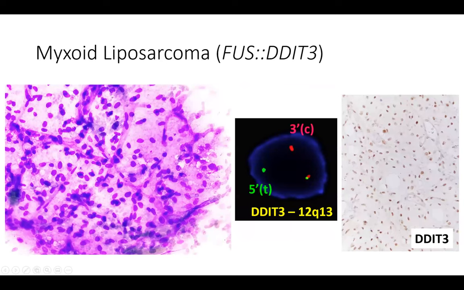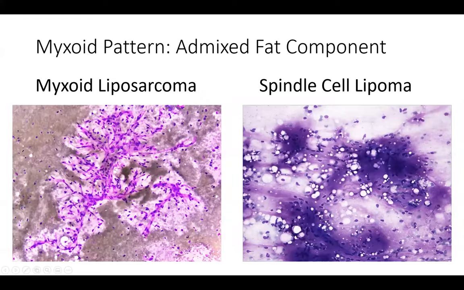As they become higher grade, they can show increased cellularity, sometimes obscuring the myxoid stroma and the vasculature. In this case, you can support the diagnosis either using DDIT3 FISH, but there's now an immunohistochemical marker for DDIT3, which is highly sensitive and specific for myxoid liposarcoma. So this segues into looking into our myxoid lesions. The first pattern to recognize within myxoid lesions are those that have an admixed fat component.